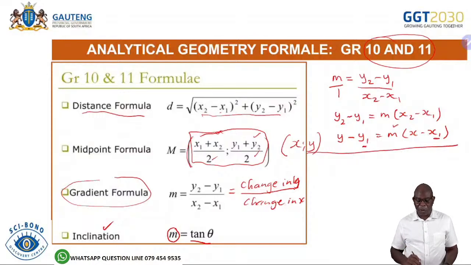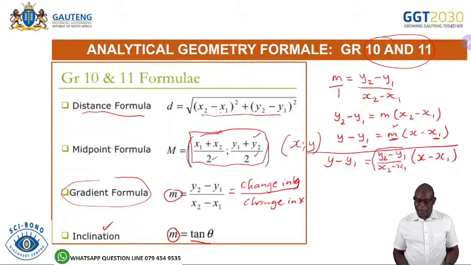So the gradient formula. If I do not have a gradient here, I'm only given 2 points. So I'm going to have y minus y1 equals y2 minus y1 over x2 minus x1 into x minus x1. In other words, that part here is the formula for the gradient. And then we have a point that we're going to use, and the x and the y will remain there in the formula. Okay, so you must know this formula.